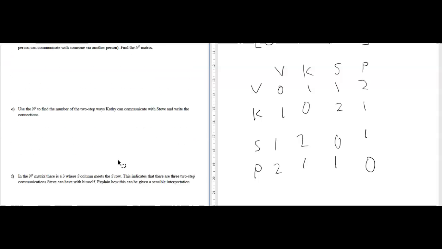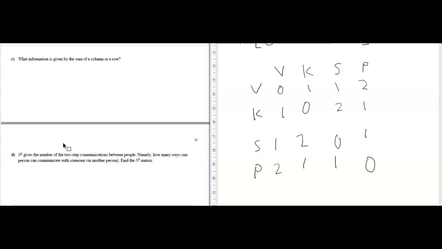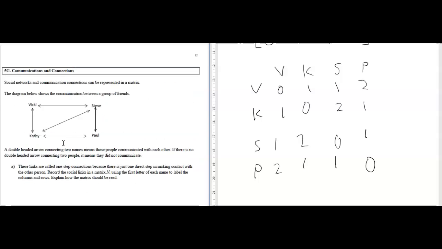Okay, use the N2 to find the number of 2-step ways Kathy communicates with Steve and write the connection. So Kathy can go to Steve 2 ways. Let's go back to our diagram. Kathy can get to Steve either through Vicky or through Paul. So she can go Kathy, Vicky, Steve, or Kathy, Paul, Steve.